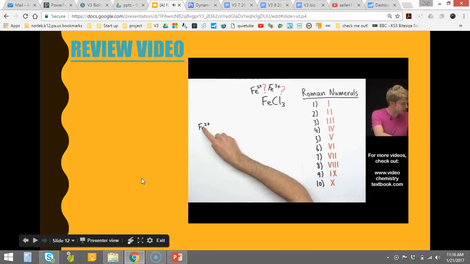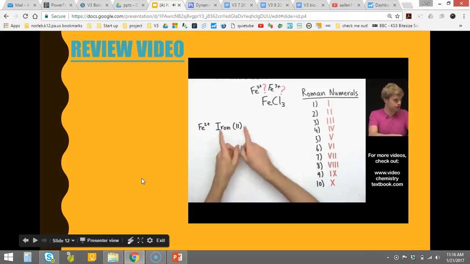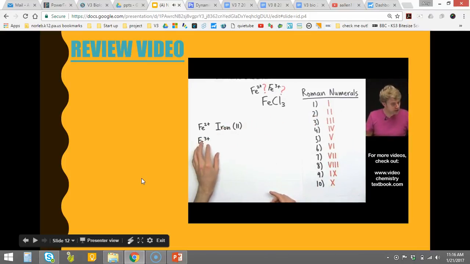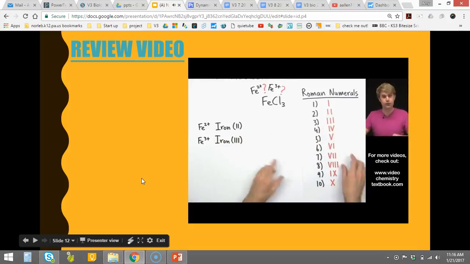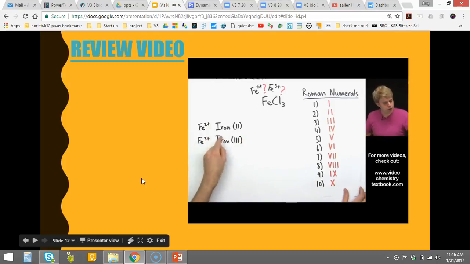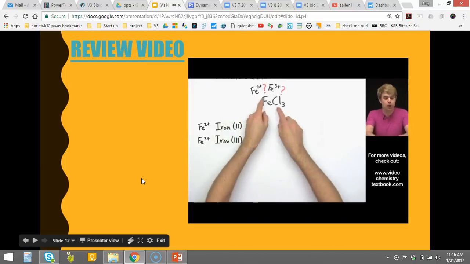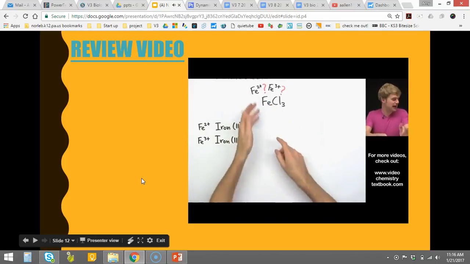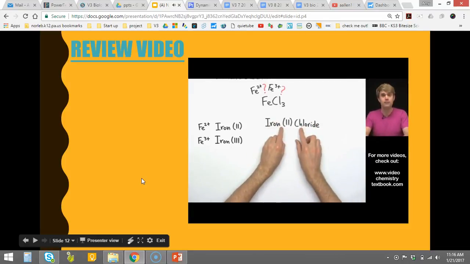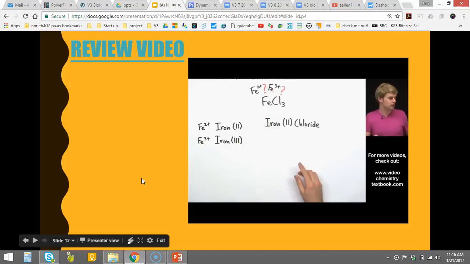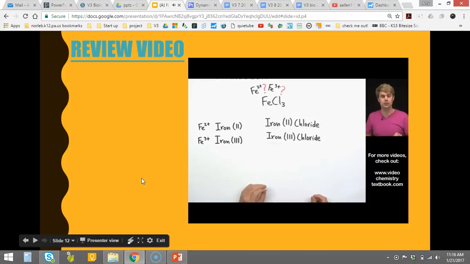So the Fe2 plus ion, we call that iron (II), with the Roman numeral for 2 in parentheses. The Fe3 plus ion, we call that iron (III), with the Roman numeral for 3 in parentheses. And we'll use these ion names when we want to name the whole compound. So if the Fe here turns out to be Fe2 plus, we'll call this compound iron (II) chloride. And if this iron is iron 3 plus, we will call the compound iron (III) chloride.